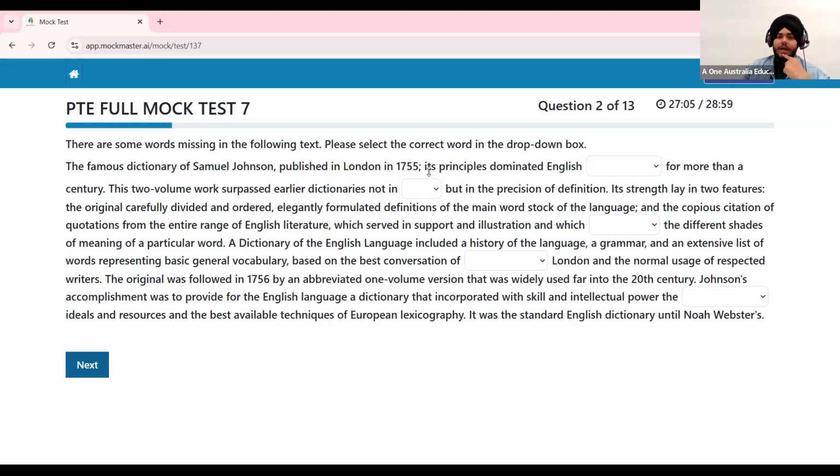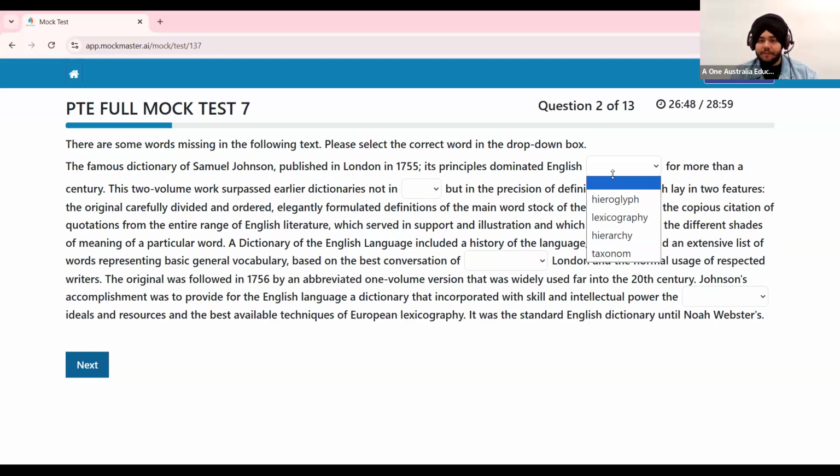Anyhow, let's see here. Its principles dominated English dash for more than a century. Now what I'll focus on is there are some principles that are dominating English dash. Now what can they dominate? Now if I'm not sure of the words hieroglyph, hierarchy, taxonomy, or lexicography, what you do here is if you're not sure of any of the words, if you don't know the meanings, choose any random and move on. Save your time. There's no point of spending too much time here.